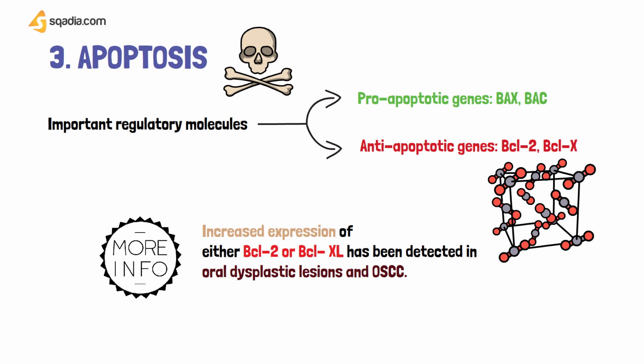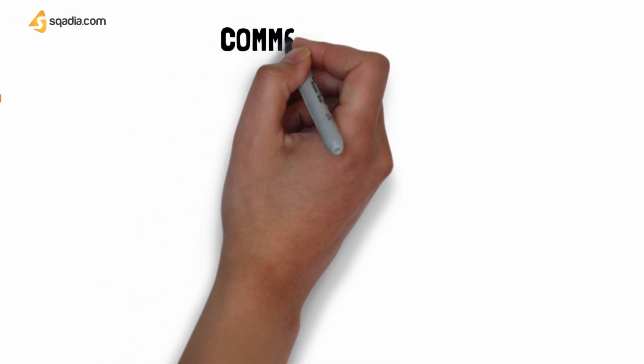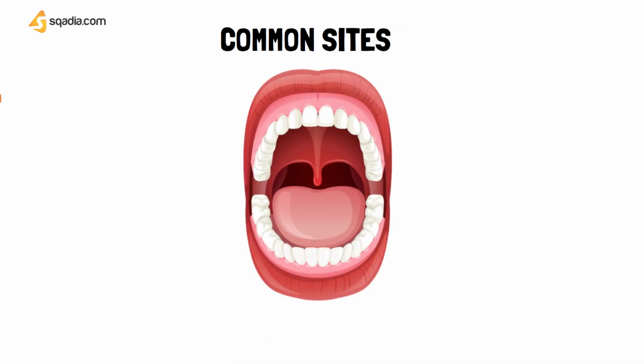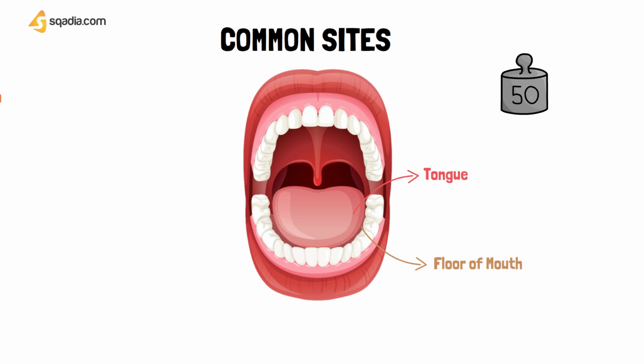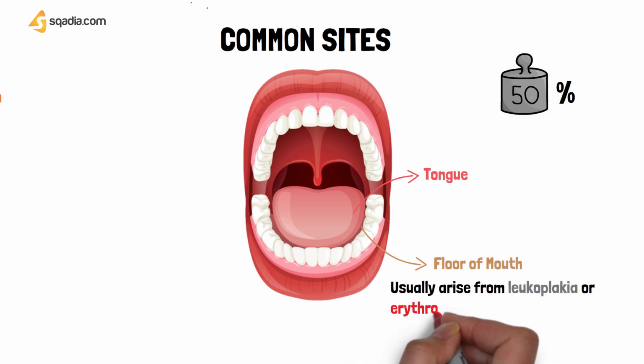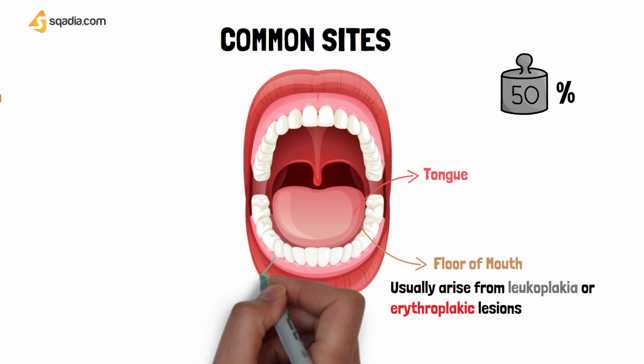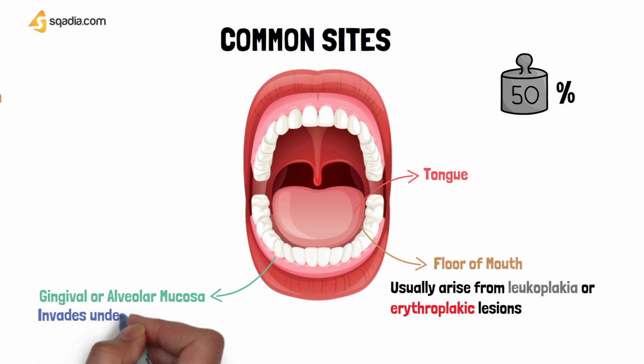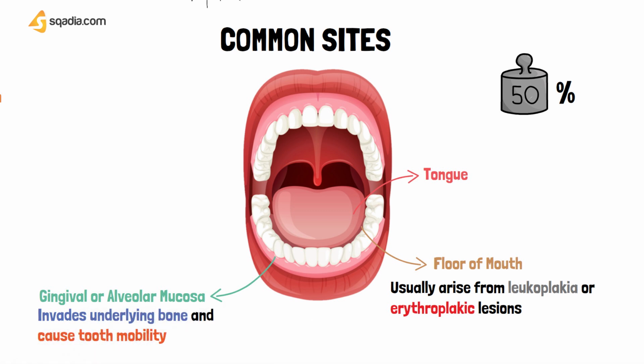Now, let's discuss some of the common sites where oral squamous cell carcinoma may occur. The most common site is the tongue and the floor of the mouth. These two sites combine to make about 50% of the cases. Floor of the mouth, usually it arises from a leukoplakic or an erythroplakic lesion. Other sites may be gingival or alveolar mucosa. Usually in these cases, it may invade and erode the underlying bone and cause tooth mobility.